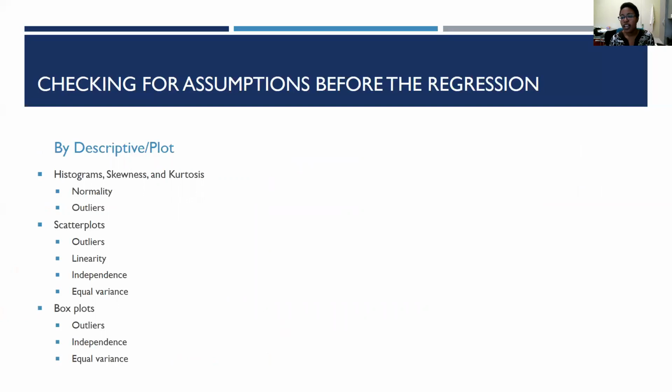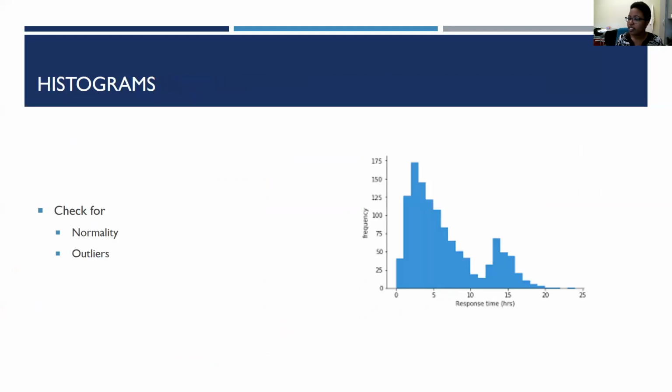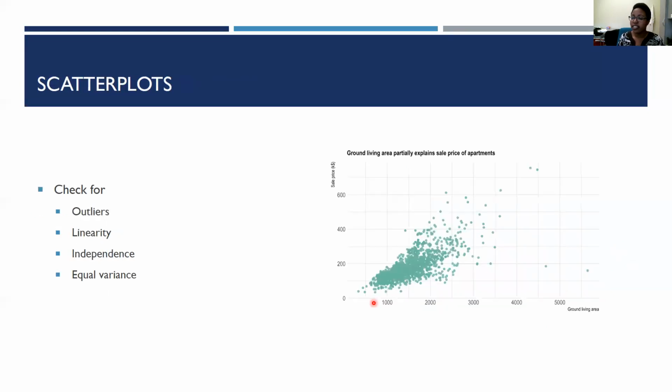So here's how you check for these assumptions before the regression by particular plot. When you look at your histograms, you're going to check for normality, right? Do you have a nice smooth bell curve? Do you have outliers somewhere? When you're looking at scatter plots, you can see outliers. You can also look for linearity. So is there a straight line here? Is there more of a curve?